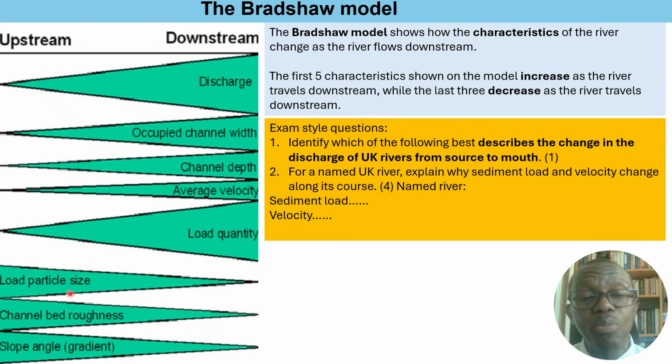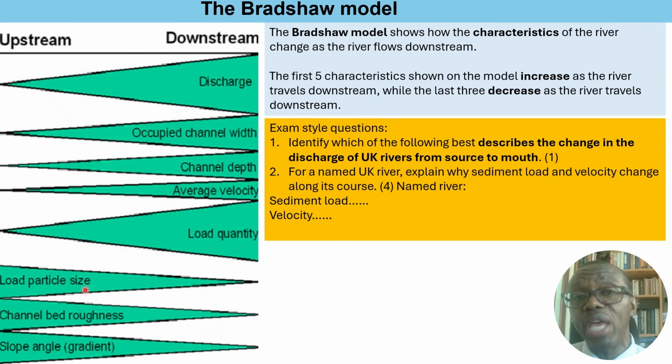Then if we talk about the last 3 here that decrease, that is the load particle size. That's the first one. So that is the size of the sediment being carried. And we know that in the upper course, the material has not yet been eroded and has not become smaller just yet. And as a result of that, the load particle size is likely to be a lot bigger. And then it's also likely to be a lot more rough, have a lot more edges, and therefore not necessarily smooth.